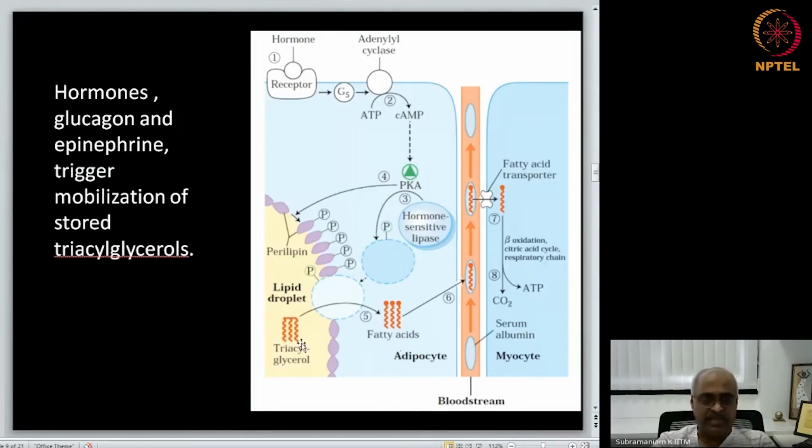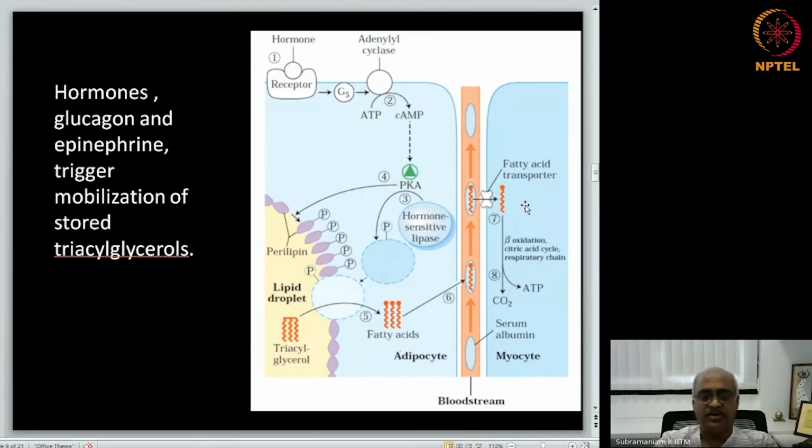And once this lipase acts on it and it becomes fatty acids, the free fatty acids are secreted into the bloodstream in the blood capillaries, where they non-covalently bind to serum albumin. Serum albumin is a very important protein, the most abundant protein in our body. The serum albumin-bound free fatty acids are taken up by muscle cells, which require the energy, via fatty acid transporters into the muscle cells.